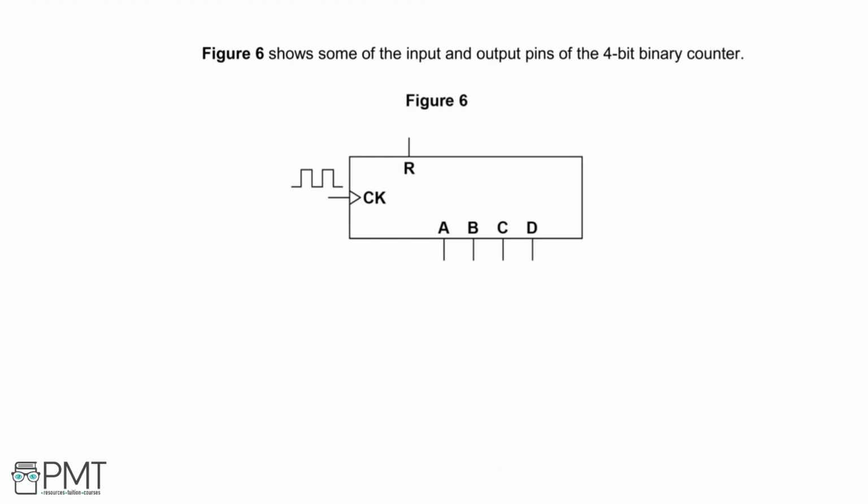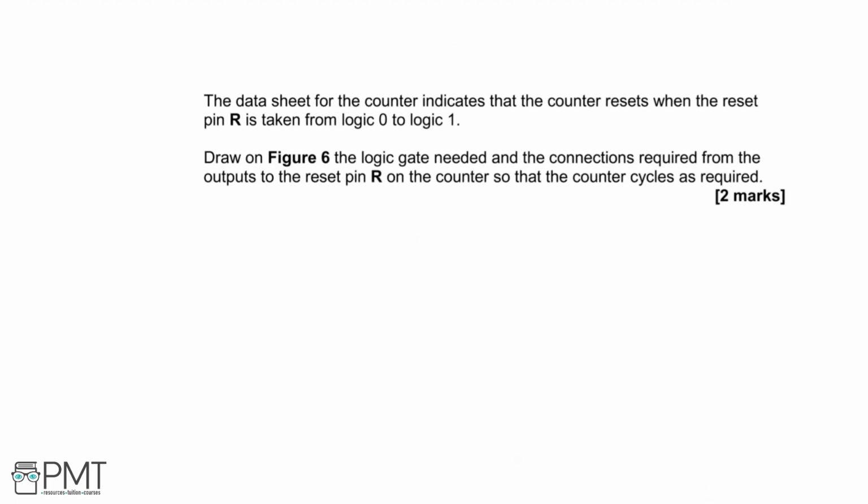Figure 6 shows some of the input and output pins of the 4-bit binary counter. The datasheet for the counter indicates that the counter resets when the reset pin R is taken from logic 0 to logic 1. Draw on figure 6 the logic gate needed and the connections required from the outputs to the reset pin R on the counter so that the counter cycles as required. So let's look back at the table.